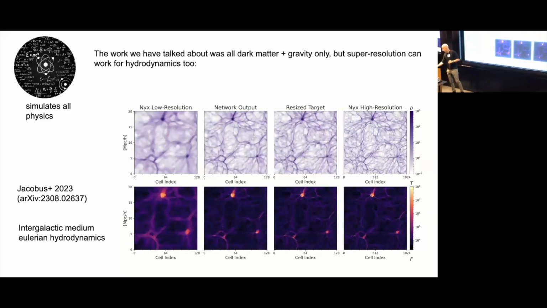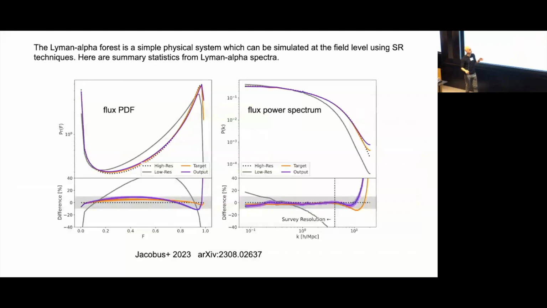spectra. And looking at the intergalactic medium, that's a good use case again for this, because it's a simple physical system. You don't have to worry too much about star formation and other things and feedback. And so here there's some summary statistics from this work by Jacobus et al. Looking at the flux power spectrum, for example, output from their generative model compared to, here's a low resolution simulation, which, you need to be able to resolve the thermal broadening scale in the intergalactic medium. It's like 100 kiloparsecs. It's difficult to do in a simulation that's 100 megaparsecs in size. And so this is a really nice way of doing that.